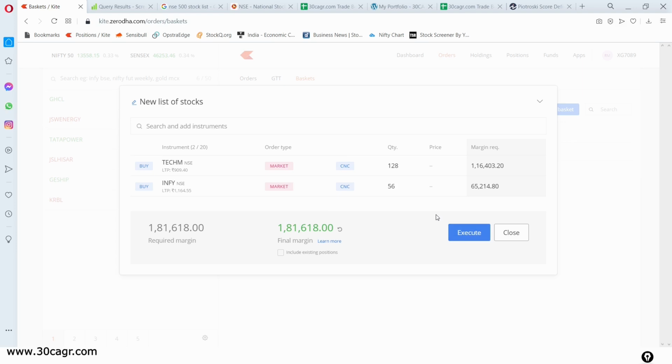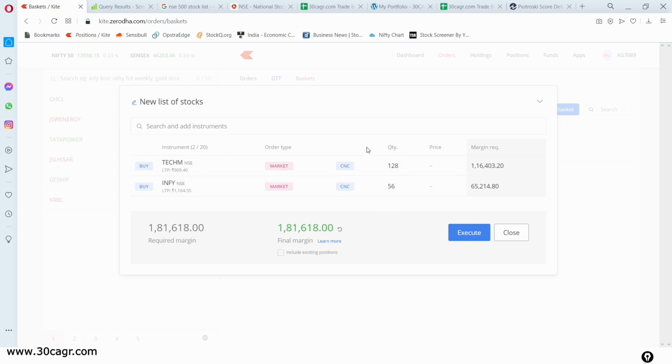And some brokers will not allow you to carry forward these stocks in the basket. So in those cases, all you have to do is enter this before market hours. Maybe at 8 o'clock or 8:30, you can build your basket and keep it ready. Once after the market starts, just hit on this execute, and you can purchase all these stocks in just a few seconds.